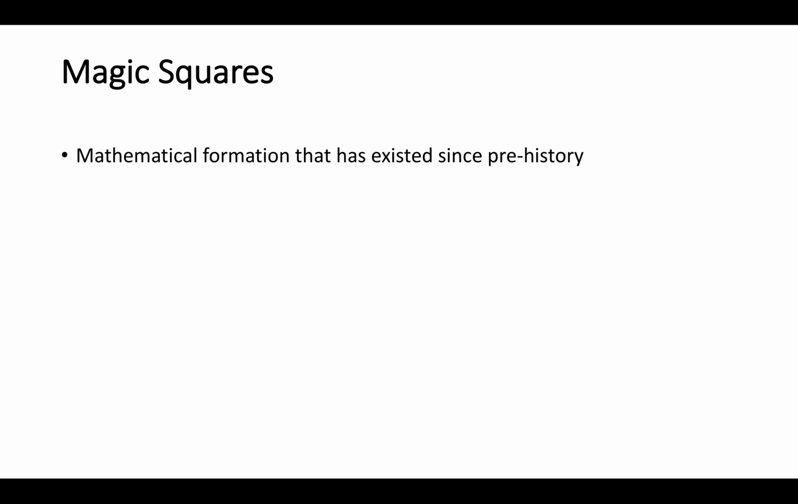Okay, so now you should have listened to the piece and studied the score of the first movement. I'm going to explain to you a bit about how magic squares work. So magic squares are a mathematical formation that has existed since prehistory. By formation I mean mode of numerical patterning.